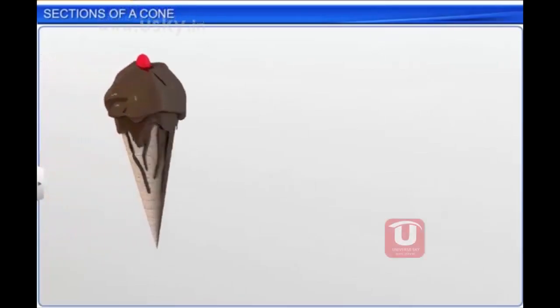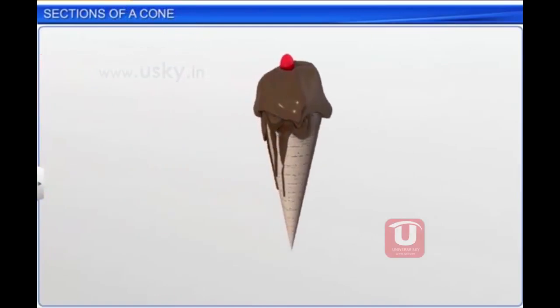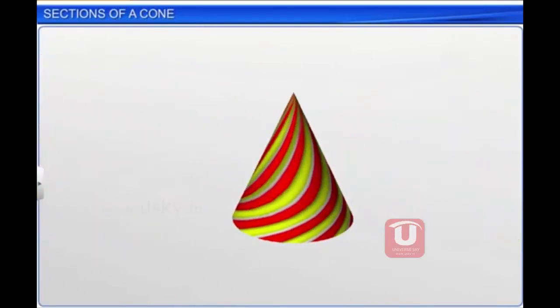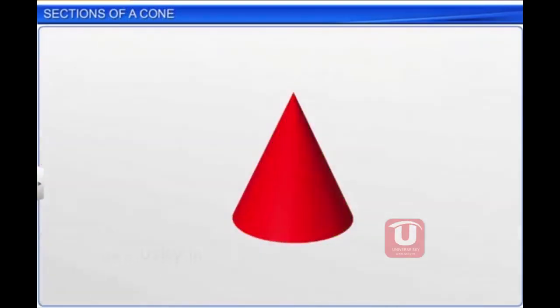When we talk about a cone, the first associations that come to mind are ice cream cones and birthday caps. Now, let us look at a cone from the mathematical point of view.